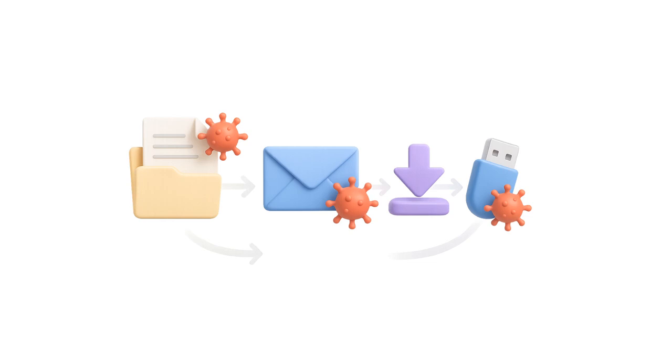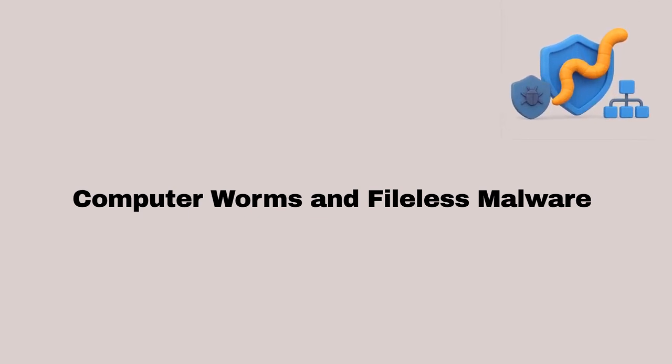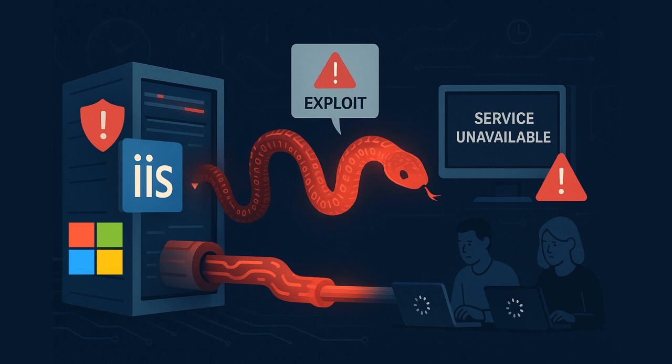Viruses need a host file or media to spread, and they travel via email attachments, downloads, USB drives, or network shares. Now let's talk about worms and fileless malware. Unlike viruses, worms don't need user actions to spread. They exploit vulnerabilities to replicate across networks. Here's an example. The Code Red worm exploited Microsoft IIS servers. It spread rapidly and caused denial of service by consuming bandwidth.